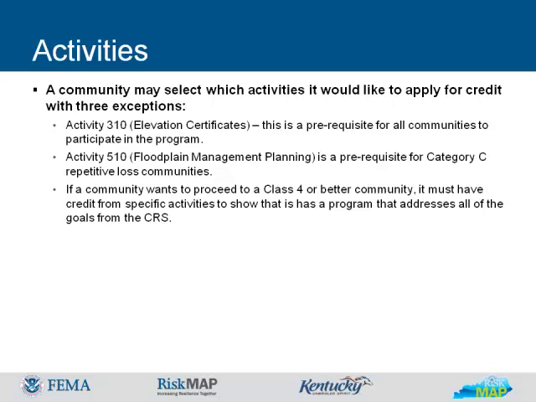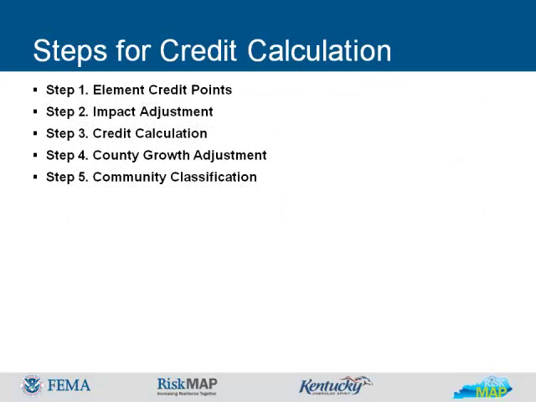At the end of the credit calculation process, the credits for all activities are added together to get the community's total credit. Classification for a community is done in 5 steps. Step 1, Element Credit Points. Step 2, Impact Adjustment. Step 3, Credit Calculation. Step 4, Community Growth Adjustment. And Step 5, Community Classification.